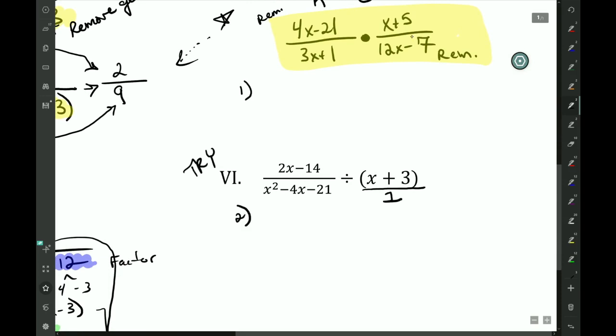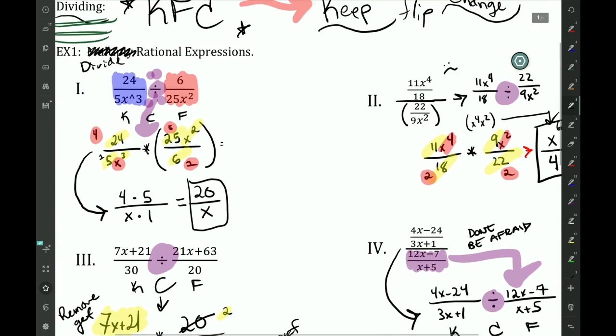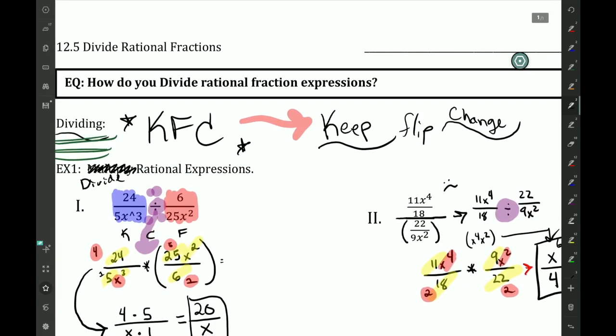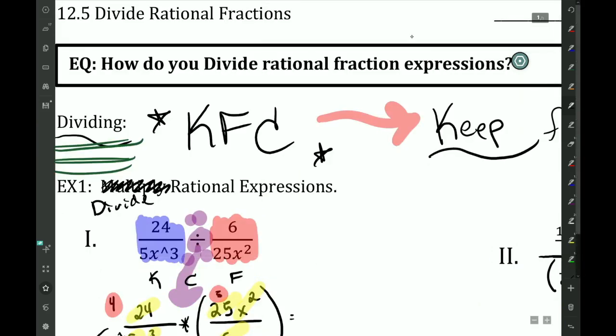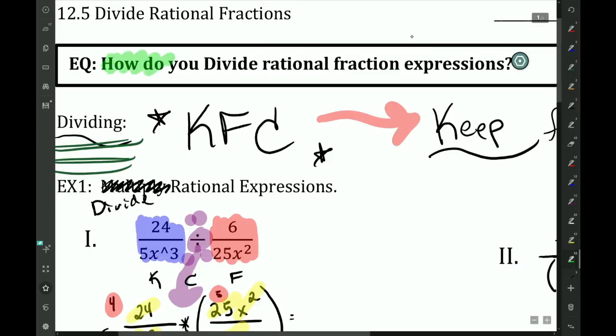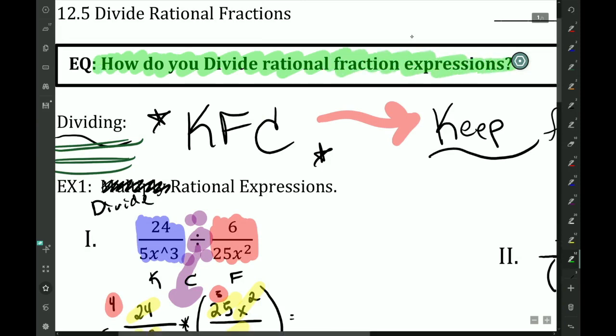Okay. Before you do any of that, however, I would like you to go on in Google Classrooms and answer the essential question. How do you divide rational fraction expressions? So how do you divide them? Maybe give the steps. That's all I'm asking for. So that's for Google Classrooms. When you're finished, try the other two problems. And that's all, guys. Awesome.